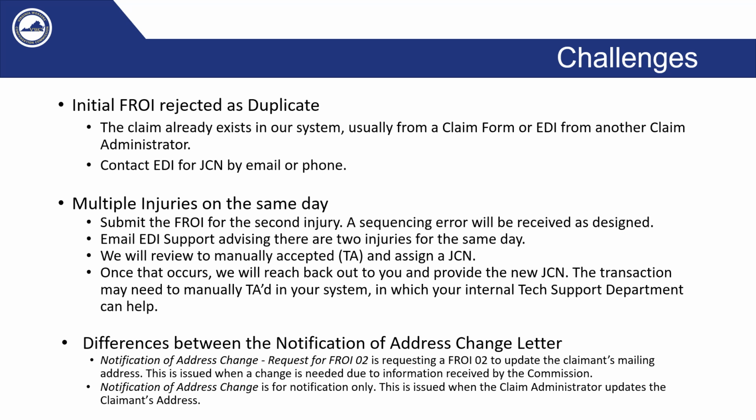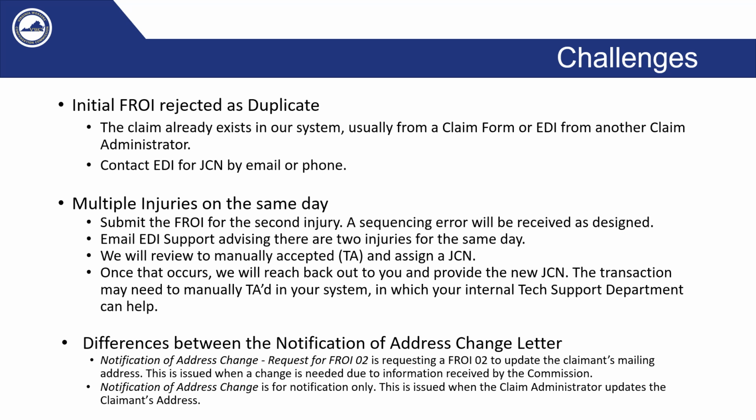Multiple injuries on the same day. Submit the FROI for both injuries. The second injury will receive a rejection for sequencing error as designed. Reach out to EDI support to advise there are 2 injuries on the same day. The EDI team will review to manually accept and assign a JCN to the second injury. Once a JCN is assigned, the EDI team will reach back out to provide the new JCN. It is important to note that you may need to speak to your internal tech support department to manually TA the transaction in your system.